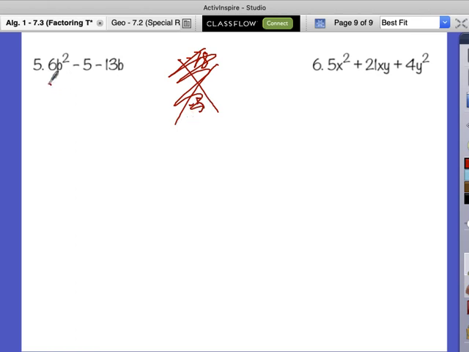is order this into 6b squared minus 13b minus 5. So now my x would actually be what on the top? Negative 30 and 1 on the bottom. Does that seem a lot more manageable?